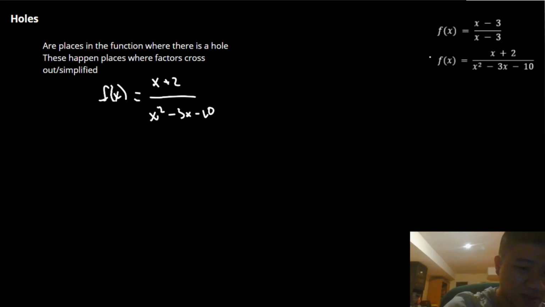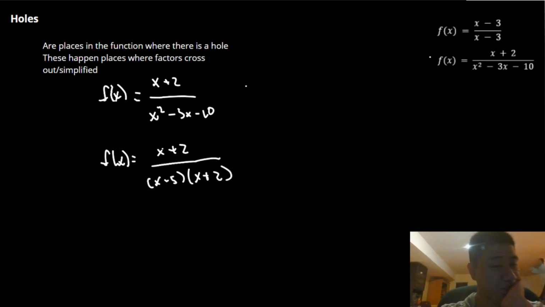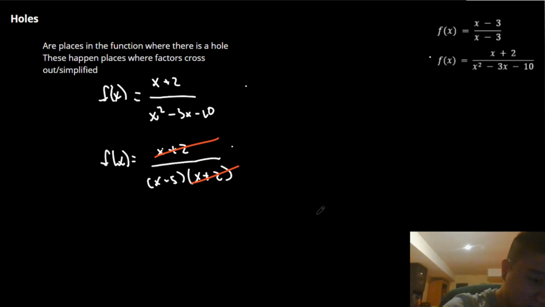And when we do this, you can see that we're going to get something that we're going to be able to cross out. The bottom becomes x minus 5, x plus 2. This is just quadratic factoring. Okay, so you can see over here we have factors that we can cross out, the x plus 2 and the x plus 2 down here. So if we simplify this, we will get f of x equals 1 over x minus 5.